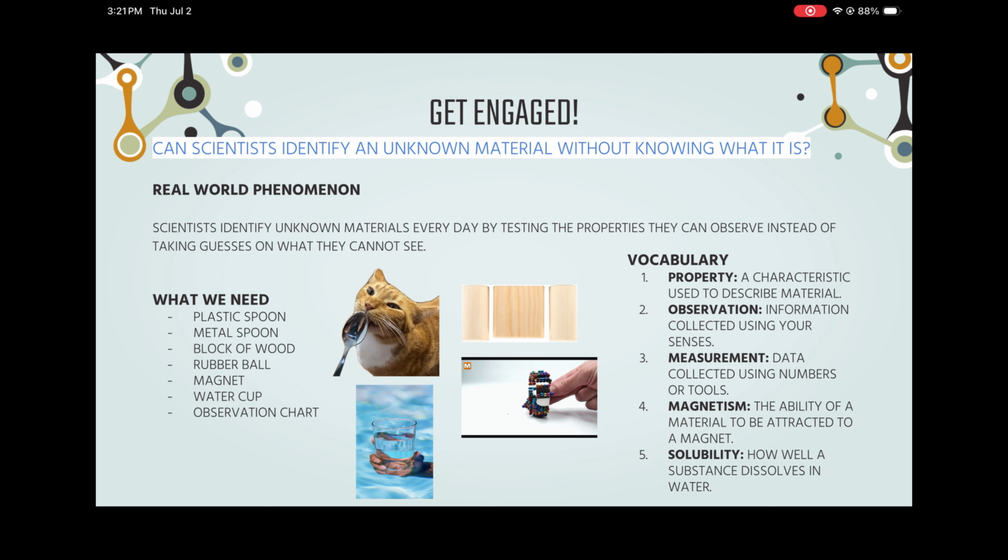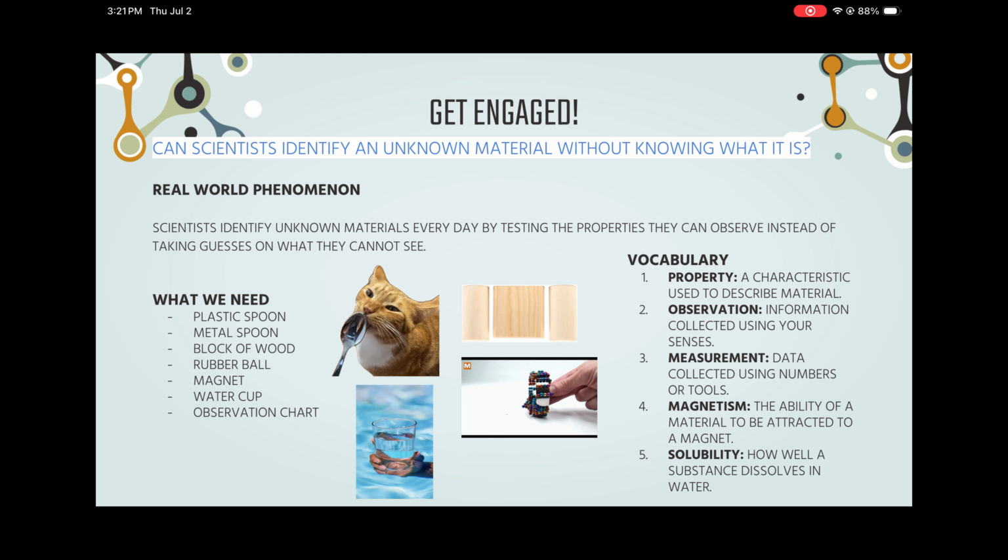Scientists, engineers, and even crime scene investigators like police officers can identify materials by carefully observing their properties instead of guessing. Today, we'll investigate several everyday objects. We'll look at whether they're magnetic, whether they float or sink, and whether they are hard, soft, flexible, or rigid.